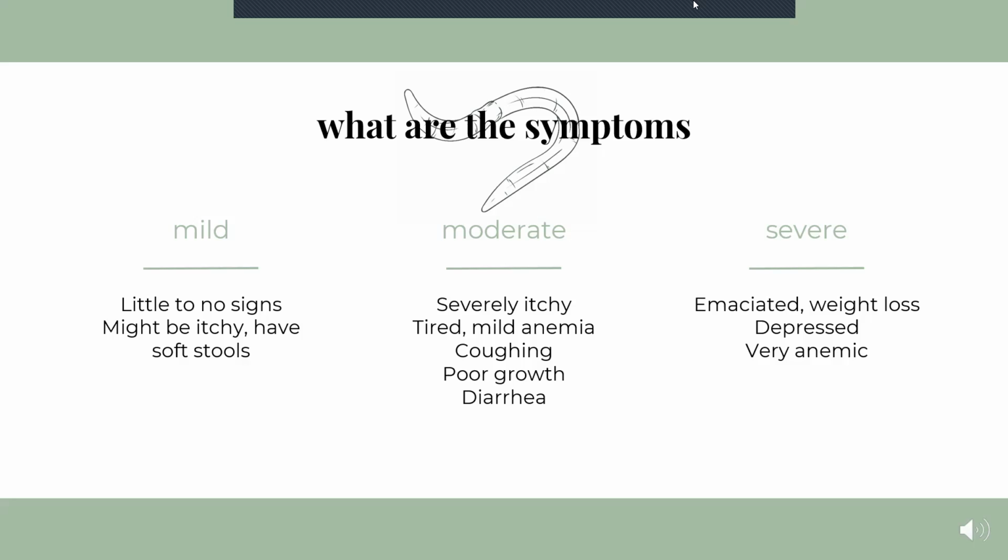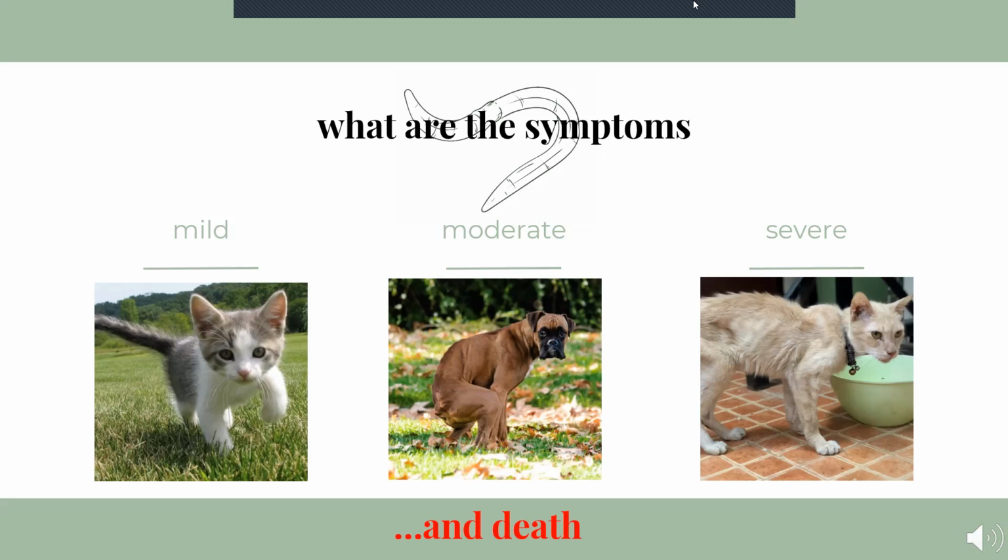So if they have parasites on the outside of their body that are really itchy, if they have a little bit of anemia from blood-sucking parasites, some coughing can occur for parasites in the respiratory tract, poor growth, diarrhea, that sort of thing. And it can go all the way to really severe disease where we have animals that are really emaciated, that are undergoing a lot of weight loss. They can be depressed or very anemic, alongside a lot of other symptoms as well. But these are just some red flags to look for.